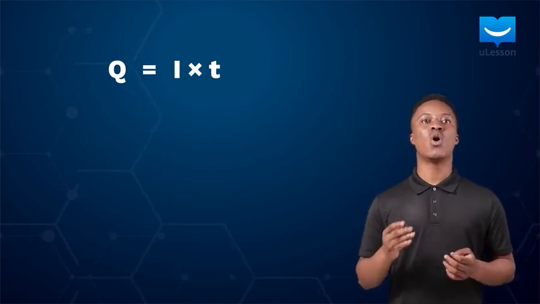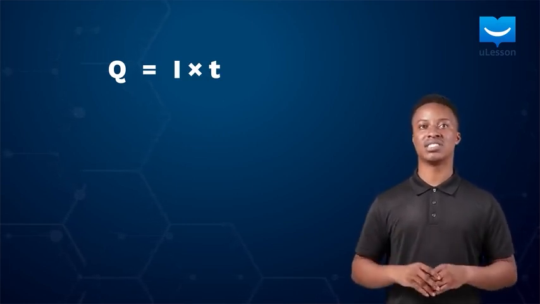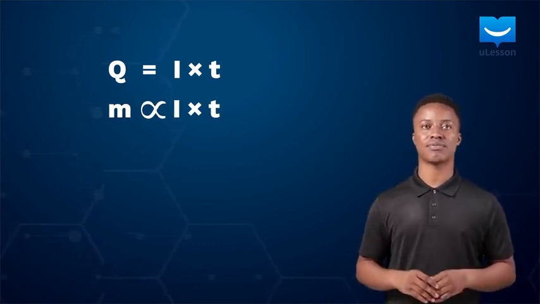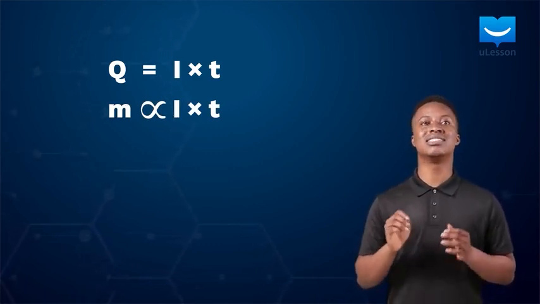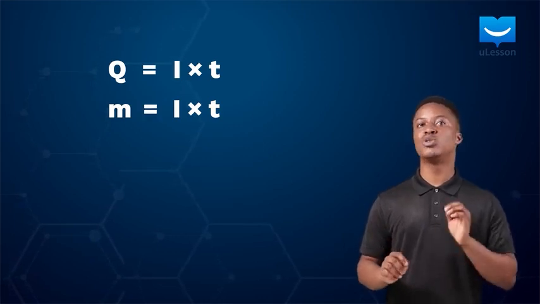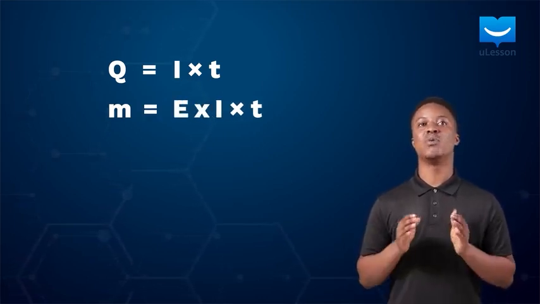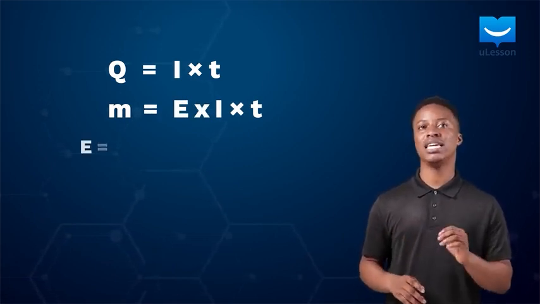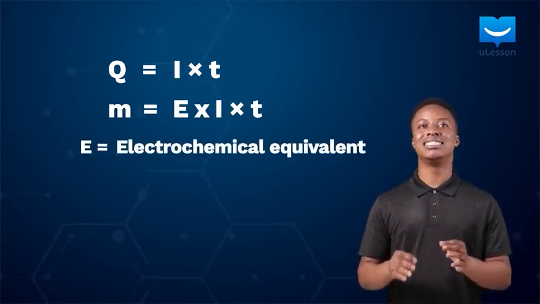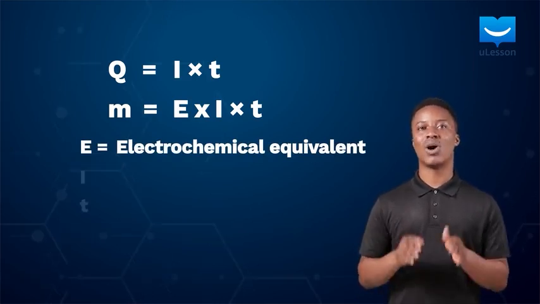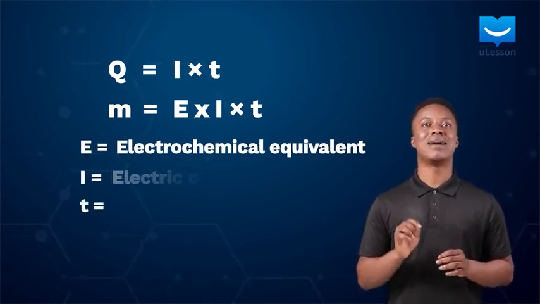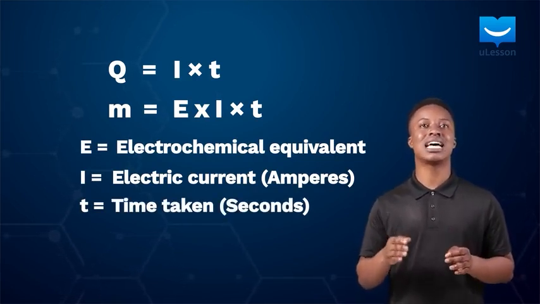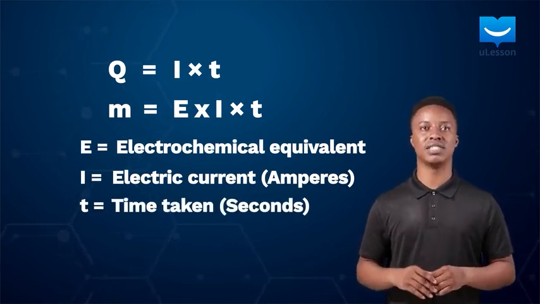This means that we can also represent Faraday's first law of electrolysis as M is directly proportional to current and time. If we replace the proportionality symbol with an equality symbol by introducing a constant E, we obtain the equation M equals EIT, where E represents a constant known as the electrochemical equivalence, while I and T represent the magnitude of electric current measured in amperes and total time taken measured in seconds respectively.